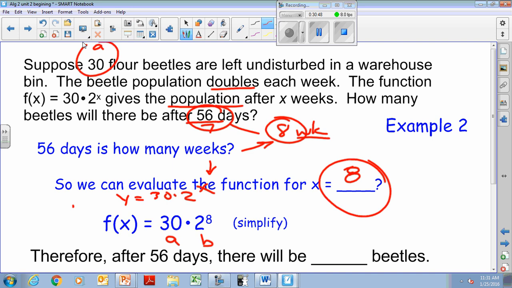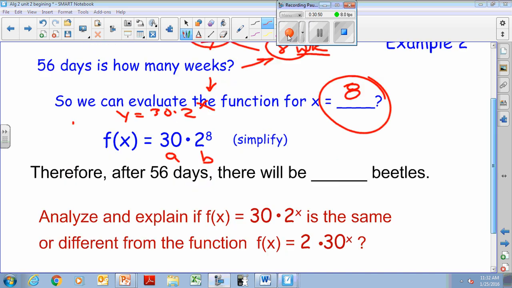Again, if all that went too fast... 5,120. Therefore, after 56 days, it will be 5,120 BOs. Analyze and explain if this is the same or different from this. Ooh, yeah. Let me have you do something. Even though some of you don't know where this number came from, I like this question because it'll tell me whether you know what A means or what A is.